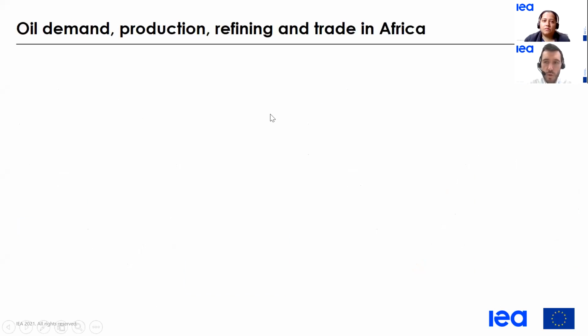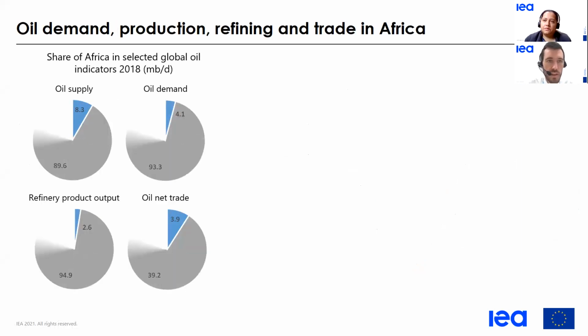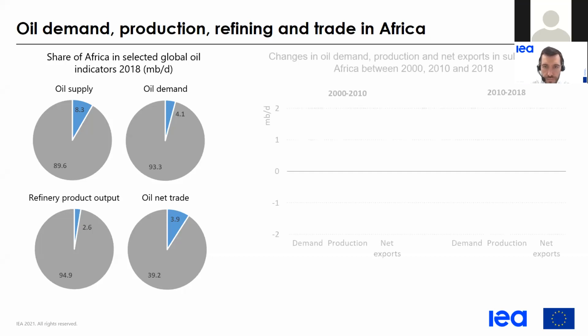Looking a bit more at what Africa accounts for globally, you would see that for oil supply and for oil net trade, Africa is between 8 and 10% of the total numbers. And when it comes to oil demand and to refinery use, you would see that Africa accounts for a smaller share, which is around 5%.